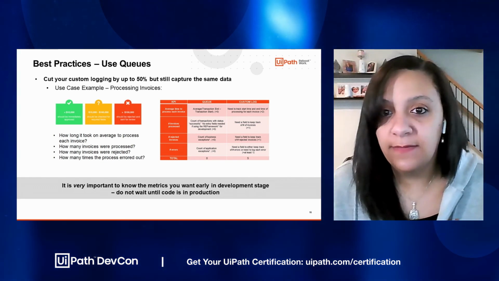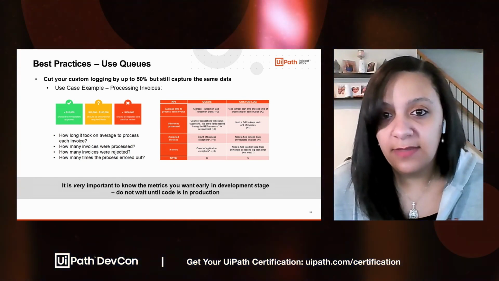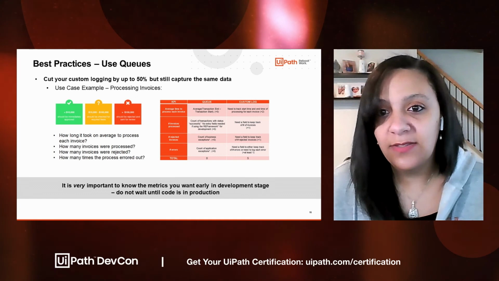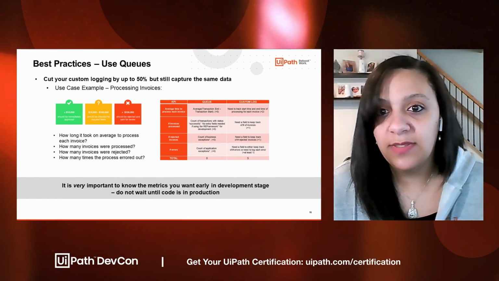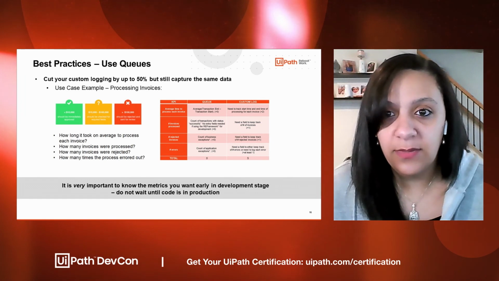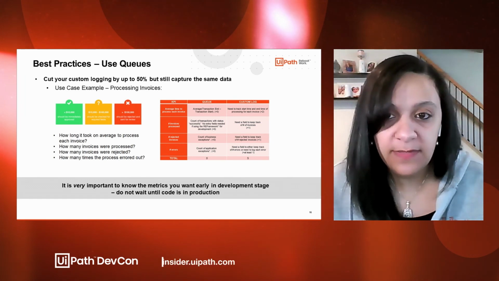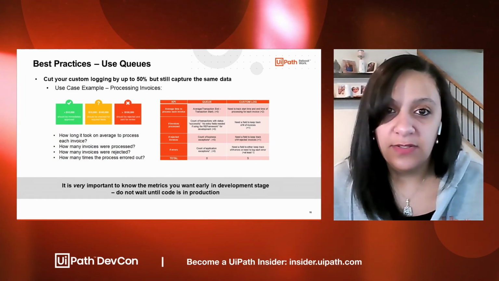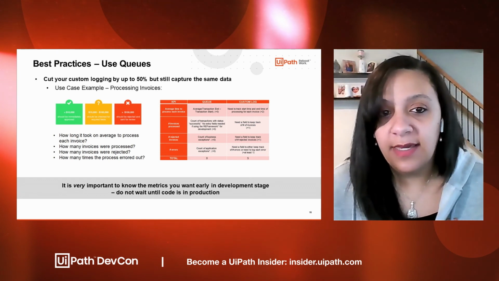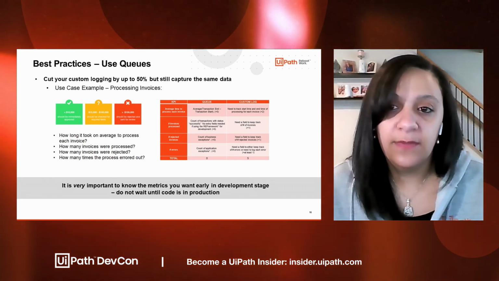Now let's look at invoices processed. For me to get the total number of invoices processed, if I'm using a queue, all I need to do is get my count of transactions with the status being successful. So there's nothing extra I have to do as long as I'm using my RE framework. The queues already capture that for me. Now, if I'm using custom logging, I now need a new field to capture and keep track of the total number of invoices being processed.